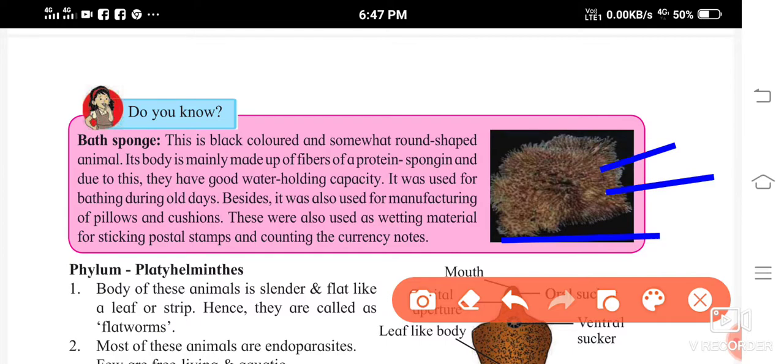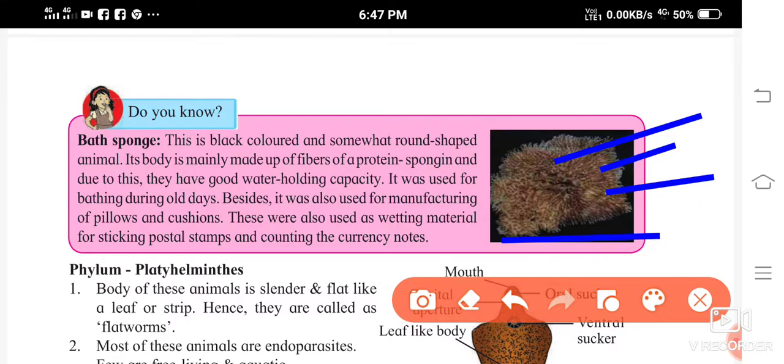Now it was used for bathing during old days. Besides, it was also used for manufacturing pillows and cushions, because it is spongy. These were also used as wetting material for sticking postal stamps and counting currency notes.